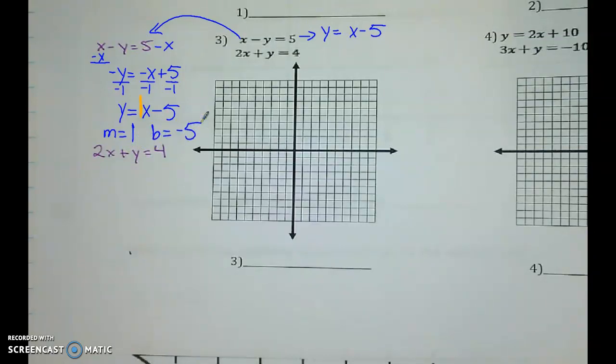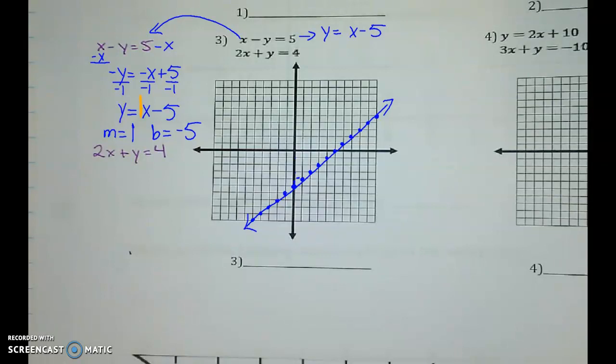So we begin with the y-intercept. Negative 5. 1, 2, 3, 4, 5. Move with M. Up 1, right 1. Up 1, right 1. Keep on repeating the pattern. I like to repeat it as far as I can go. Since I don't have a ruler, it makes it easier to draw my line straight. Okay, first line done. Now we've got to do the second one and see where it is going to cross.